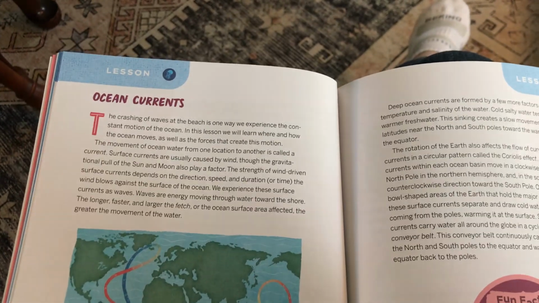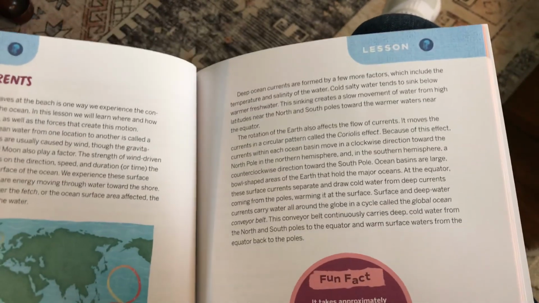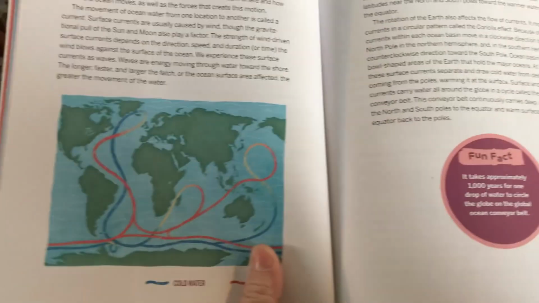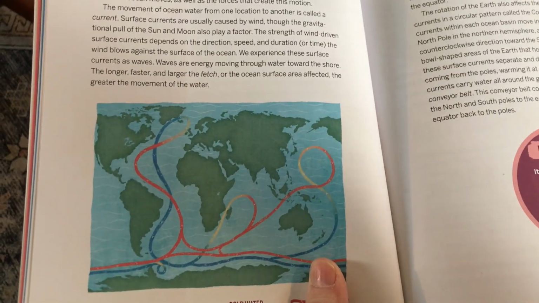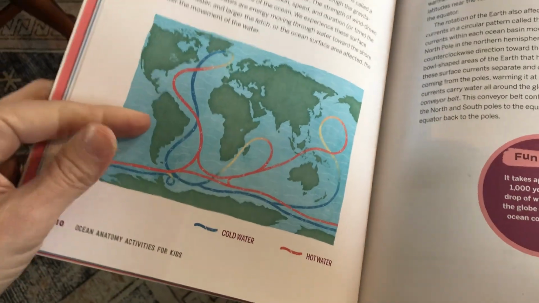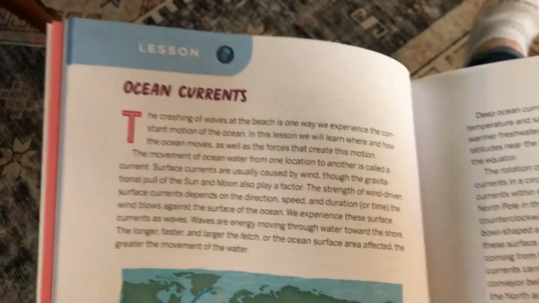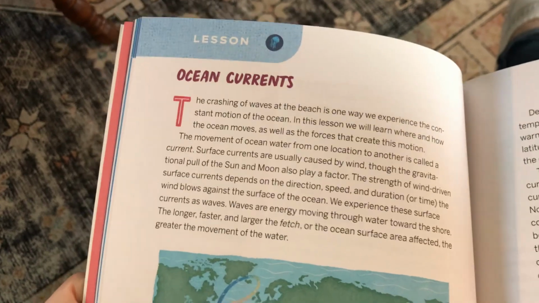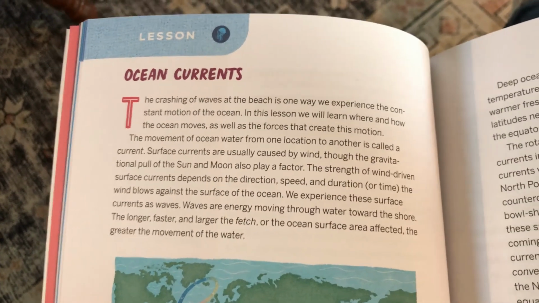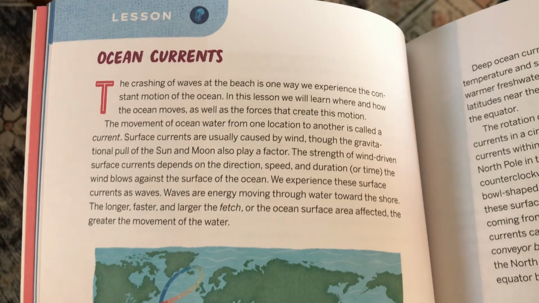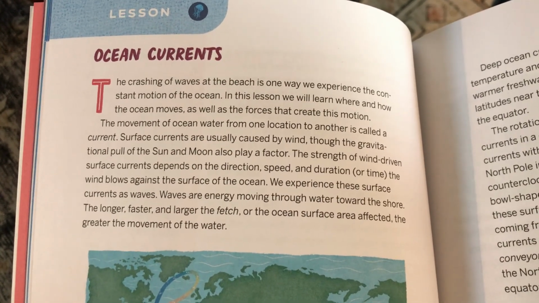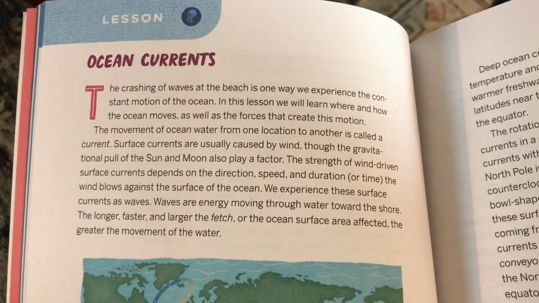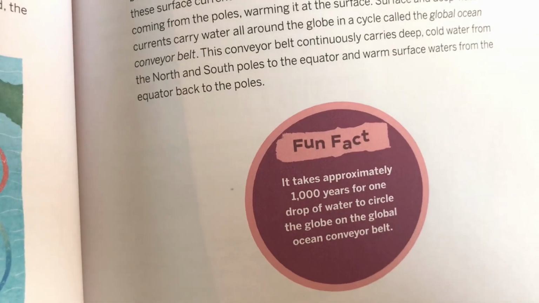My favorite part about this is actually the little reading section to begin with. You get a lot out of this section. We already read the ocean anatomy section talking about ocean currents and did the notebooking pages, so now we're just going to move on to this. Ocean currents. The crashing of waves at the beach is one way we experience the constant motion of the ocean. In this lesson, we will learn where and how the ocean moves, as well as the forces that create this motion.